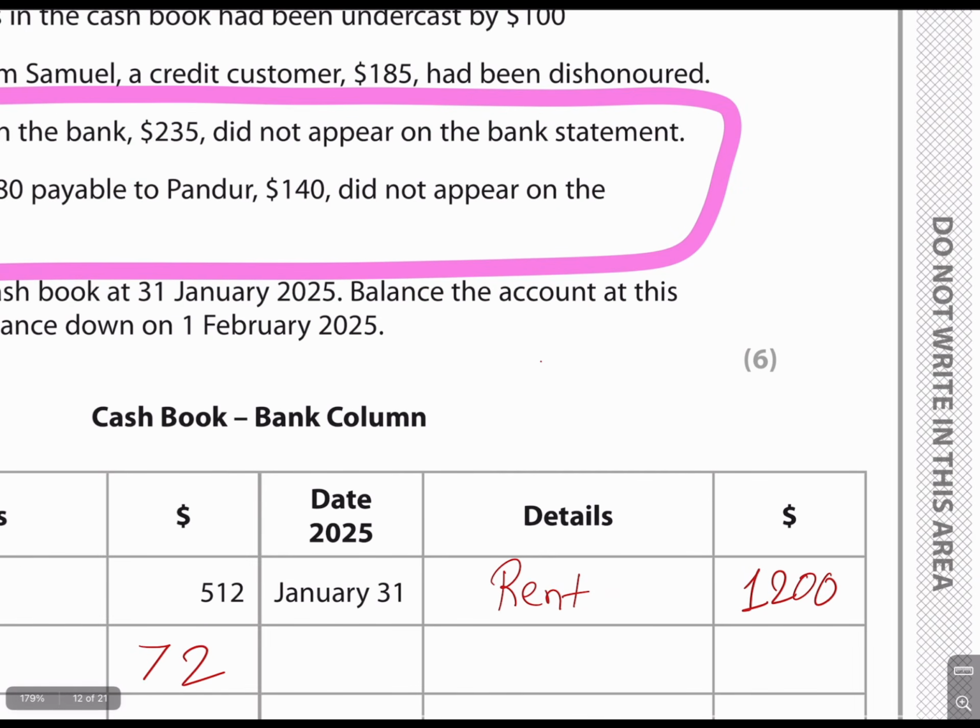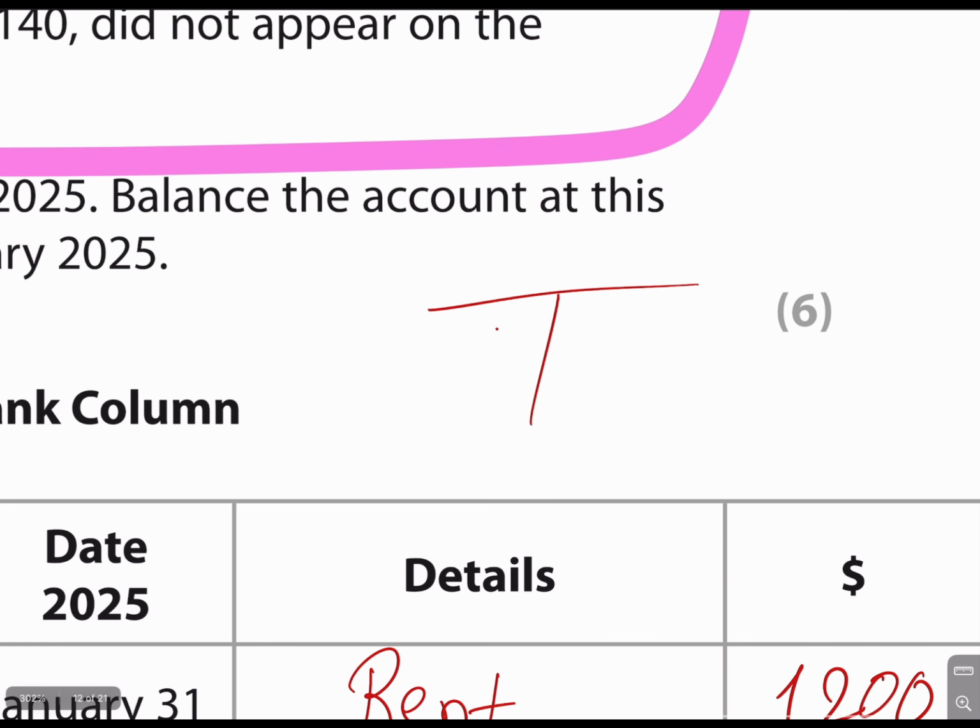So you have received 118. It was supposed to be entered on the debit side, but it was entered on the wrong side, meaning on the credit side. To correct this, first you have to cut this out, then you have to add another 118. So in total you have to add 236.